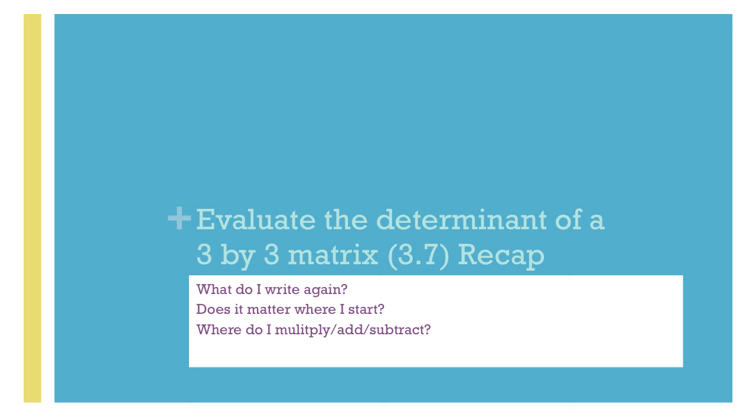So recap, what do I write again? Those first two columns. You can't pick any two columns. It has to be the first two columns. Does it matter where I start? Yeah, the biggest mistake I see people do is starting at the bottom left, and then you're always going to have the wrong sign. So you have to start at the top left, add between each of those products, and then subtract between those, the top down and the bottom up numbers.